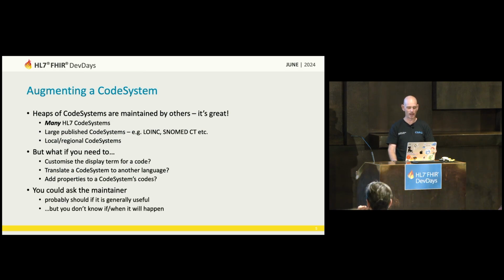So you could ask the code system maintainer to change the code system to add these things in. And honestly, you probably should if it's a generally useful thing that would benefit everybody. But you don't really know if or when that's ever going to happen, and particularly if it's something local to you, like whether that medication's available in your jurisdiction or not, well, they're probably not going to do it.